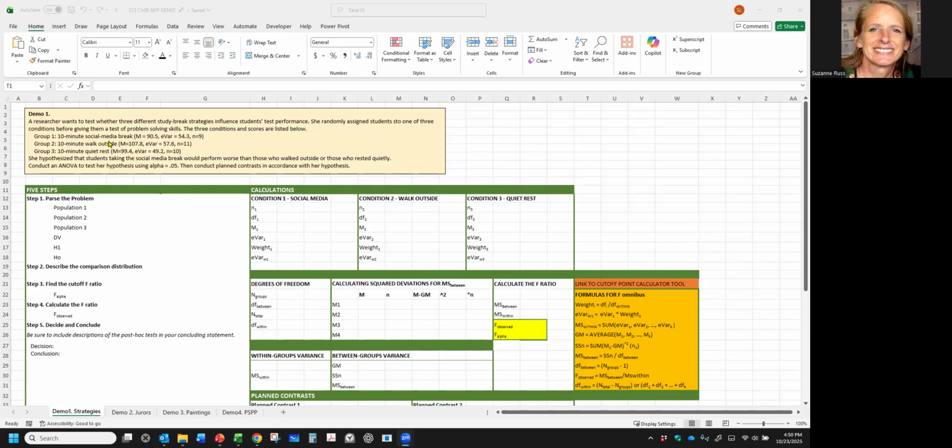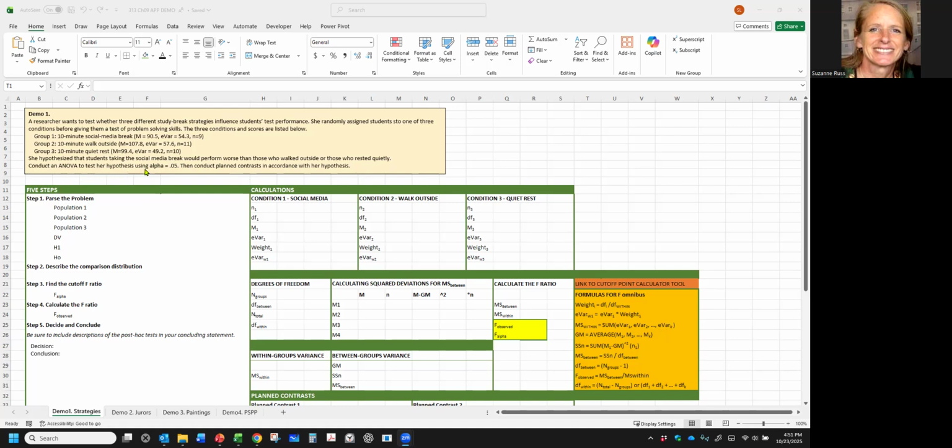Group 1 had a 10-minute social media break. Group 2 had a 10-minute walk outside, and Group 3 had a 10-minute quiet rest. You can see the mean and variance for each of these are listed. And she does have a hypothesis that students taking the social media break would perform worse than those who had walked outside or rested quietly.